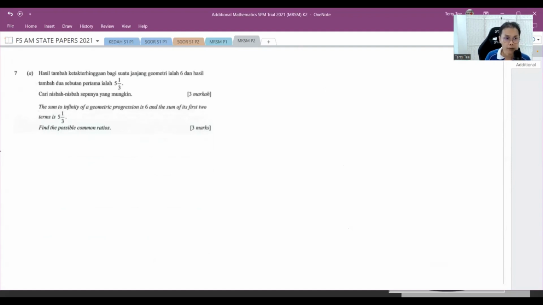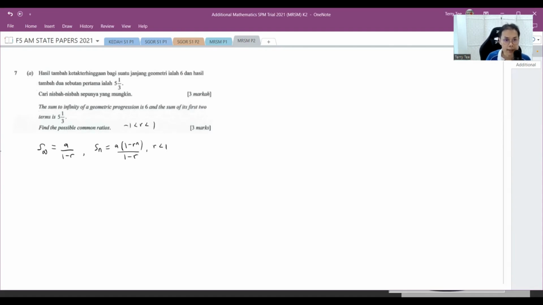Now we know the formula for sum to infinity is given by a divided by 1 minus r. And for the sum of the first n terms, we can use a(1 minus r^n) over 1 minus r. Normally we use this for the case where r is less than 1. Since you have sum to infinity, your r should be between -1 and 1. Whenever you have sum to infinity, your r must be between -1 and 1.